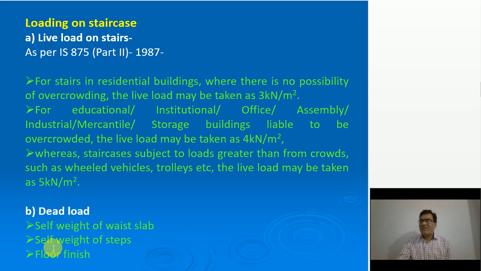So in dead load, the self weight of the base slab you have to consider. Whatever the thickness is, that thickness is multiplied by 25, which gives you the self weight. Now, this self weight of the base slab is along the inclined portion. You have to multiply it by sec phi. How to calculate sec phi?